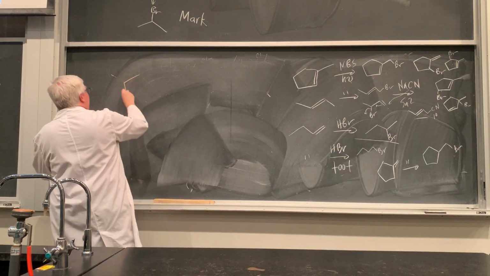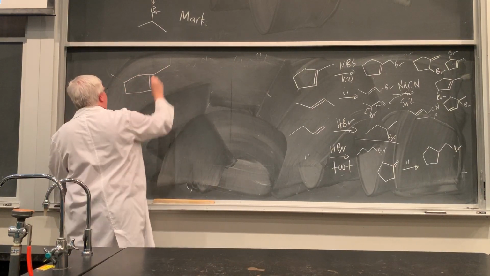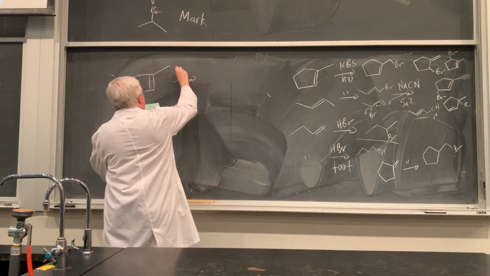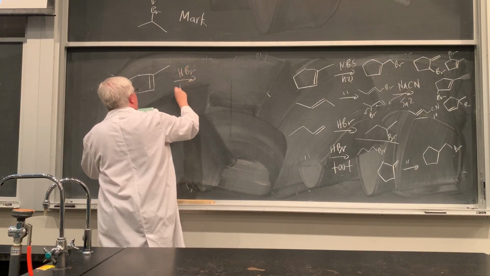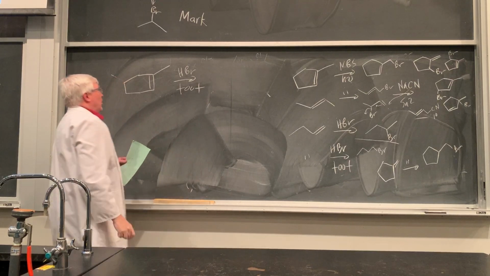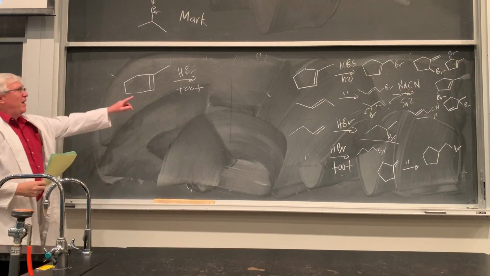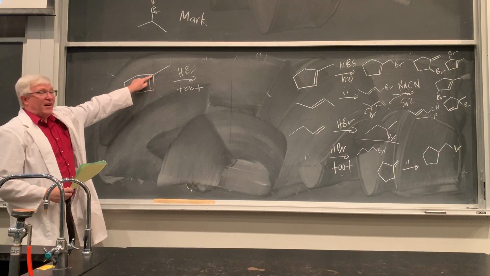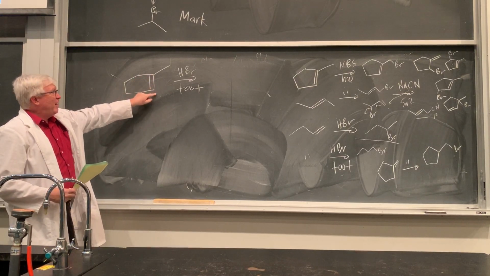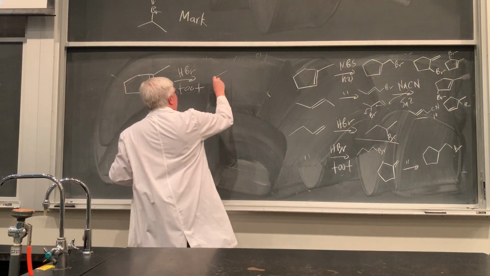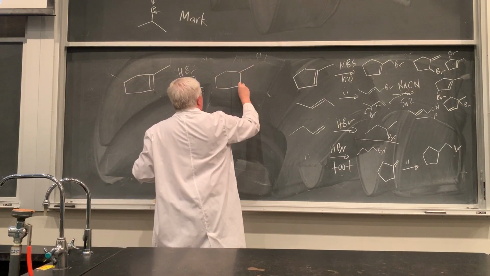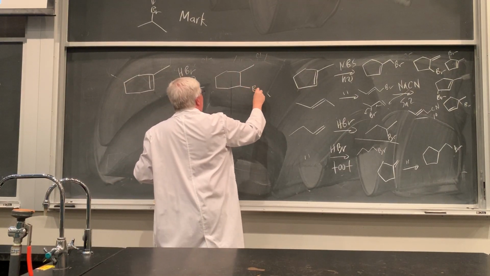Let's see, how about this one? Cyclohexene with a methyl there, HBr, and peroxide. What are we going to get here? Where's the bromine going to add? It's going to add right here, right? Not here. That would be the Markovnikov. Anti-Markovnikov's there. So we're going to get what? The H there and the bromine there.